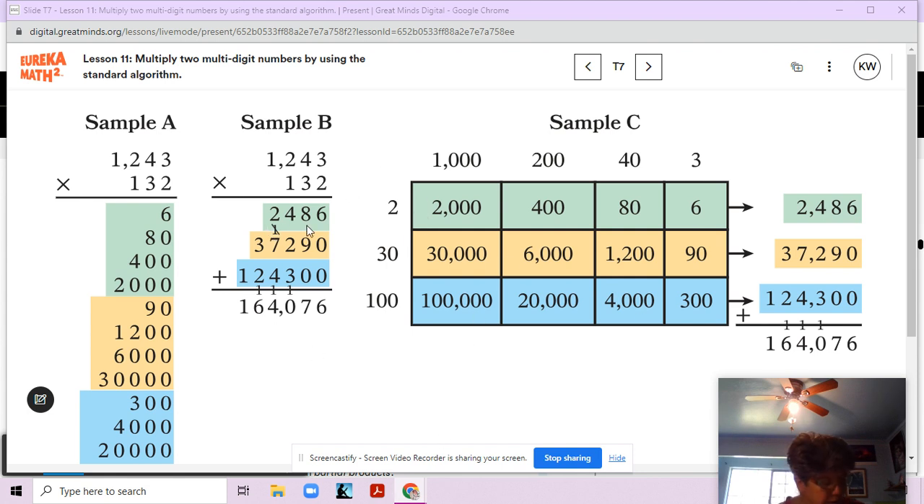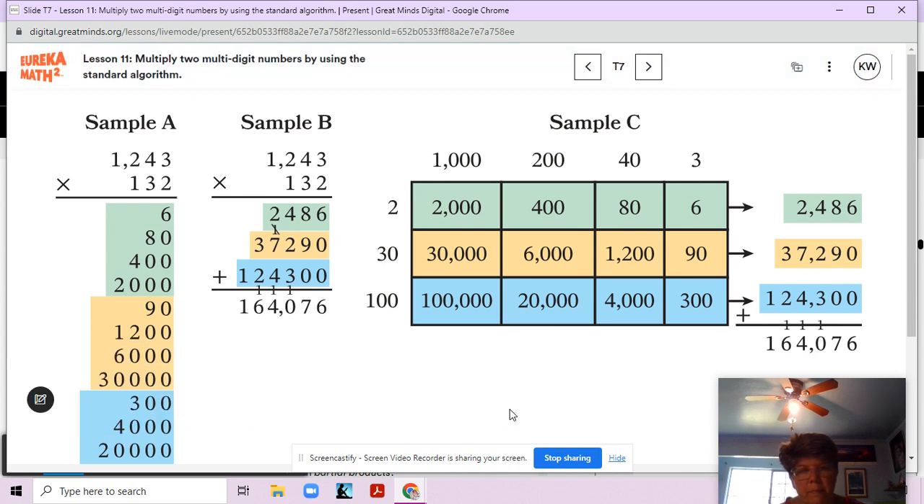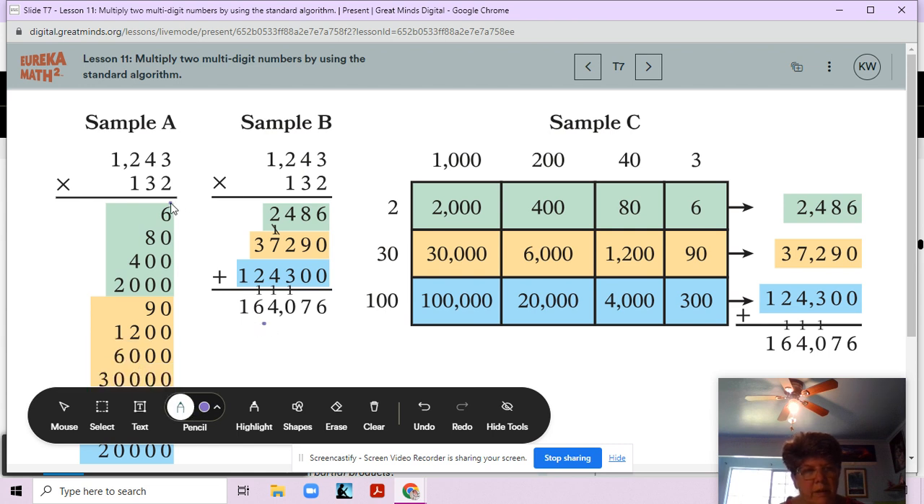We see 2,486, right? We also see 2,486 right here. Okay, we see if we add all these together that they will equal 2,486. And the same thing with these 3. If we add them together, 2,000 plus 400 plus 80 plus 6, that's 2,486. Okay, what does the partial product 2,486 represent?